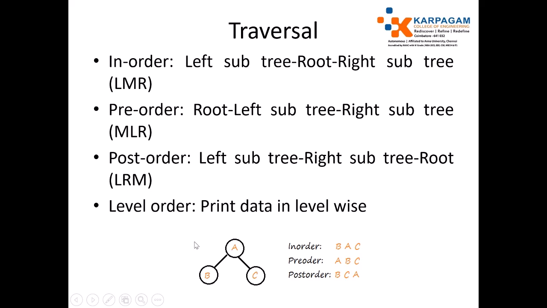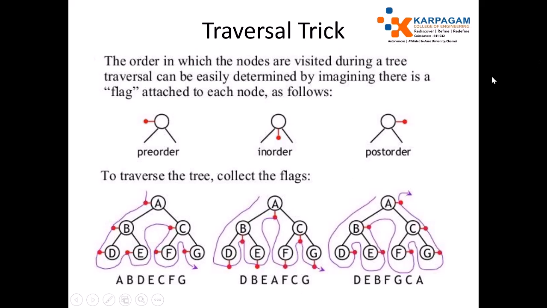And the final one is level-order traversal, which is very easy. Just visit the nodes level-wise. Here the 0th level, the root node, has data A. And at the next level we have B and C. So the data are read in the order A, followed by B, C. Now I will tell you an example or trick.